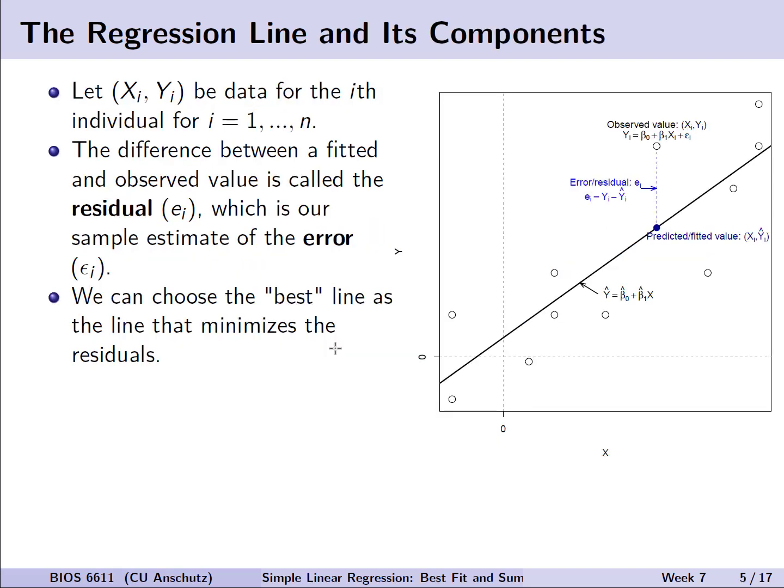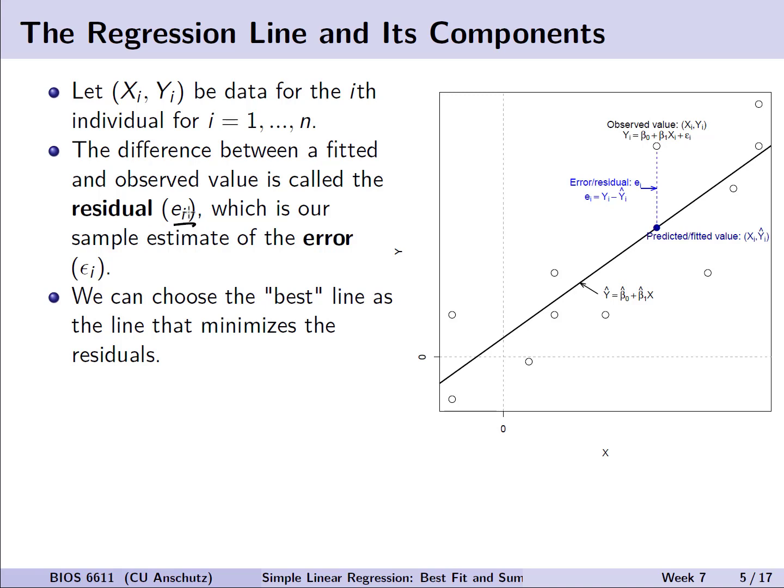Now, we can break down this idea a little more and motivate how we're going to calculate that best fit by thinking about the regression line and how it corresponds to the data. So let's let x sub i and y sub i be a coordinate pair of data for the ith individual or observation where we have, let's say, 1 to n observations. Again, the difference between a fitted and observed value will actually be called a residual, which we will generally denote here in class as e sub i, which is really our sample estimate of the error, that epsilon sub i term, that true underlying difference we never really know. We can ultimately try to choose a best line that will minimize the residuals as one approach.